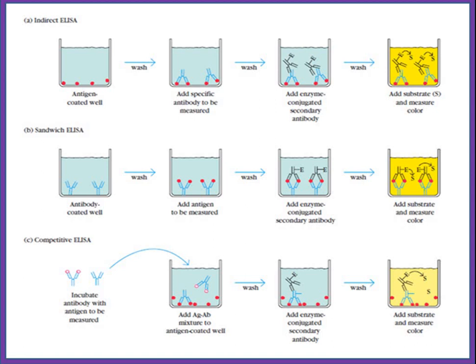Then after completion of the incubation period, we remove the unbound antigen antibodies. Then finally you have to add enzyme conjugated antibody and substrate. Then color intensity will be detected with the help of a spectrophotometer.